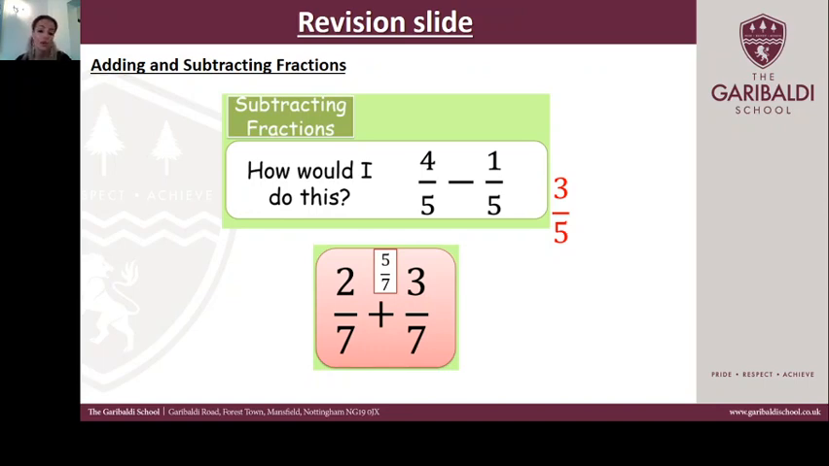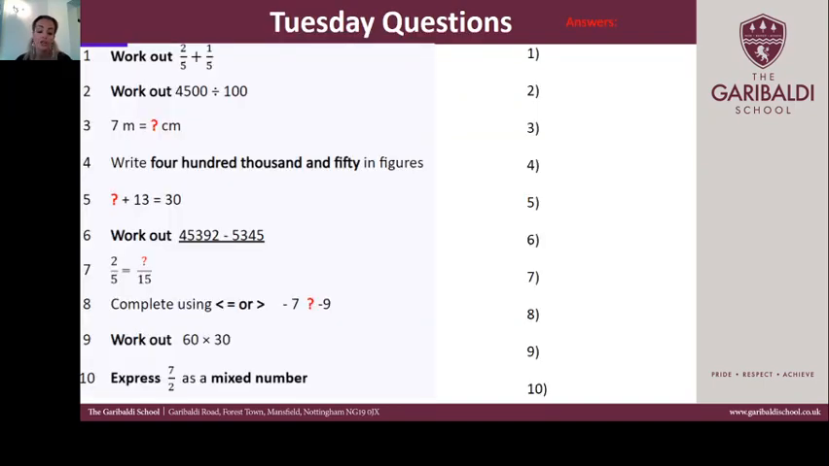It's the exact same when you're adding, so we've got 2 over 7, add 3 over 7 here. So the denominators are already the same, so you add the numerators, 2 add 3 gives you 5, and it becomes 5 over 7 because the denominator remains the same. So here's your 10 questions for today. Pause the video now and have a go.